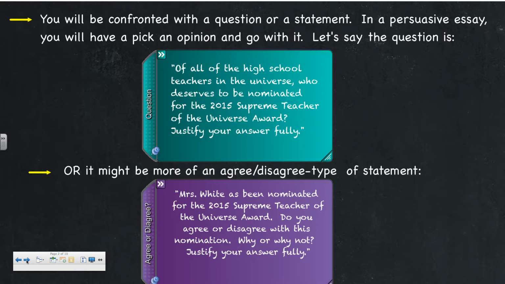So let's take a look at how it all begins. You're going to be confronted with a question or a statement. In a persuasive essay, you're going to have to pick an opinion and go with it. You guys know I don't like any fence sitting. That is to say that I don't like it when you guys take one side and another side, or be really non-committal with your answer. I want you guys to pick a side and go with it.